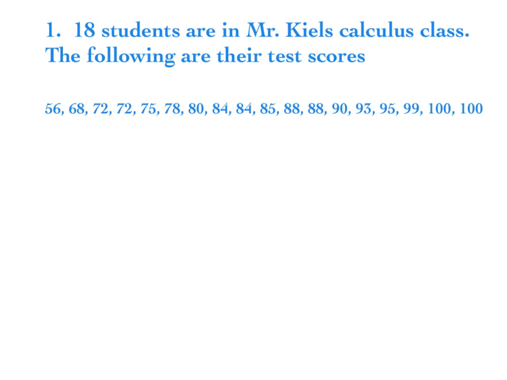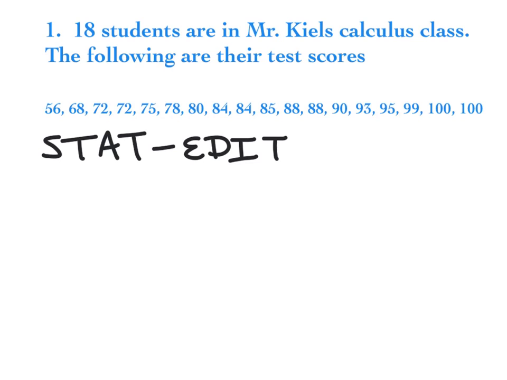Here's our first question. 18 students are in Mr. Keel's calculus class. The following are their test scores. So, again, this is all on the calculator. If you have the TI 83 or 84, jot these notes down so you have them: you are going to be hitting stat, edit. Okay, and under stat and edit, you'll see a list of L1, L2, L3, etc.